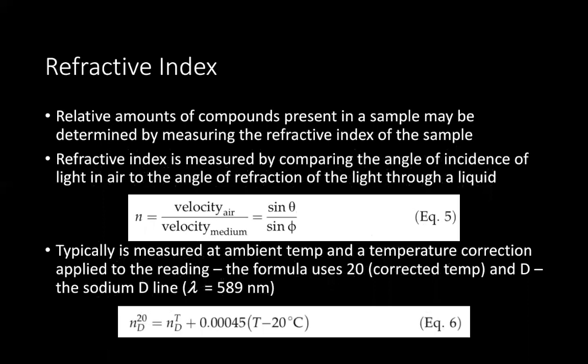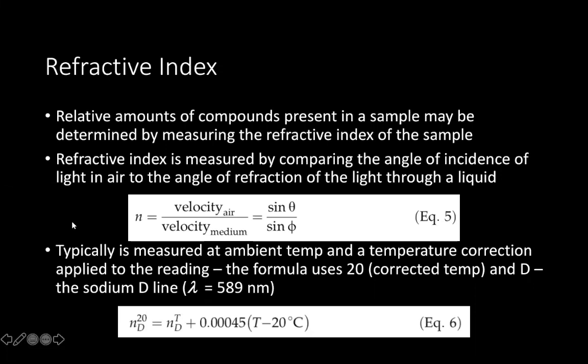To go over refractive index, since this lab has been moved to a makeup lab, refractive index is basically measured by comparing the angle of incidence of light in air to the angle of refraction of light through a liquid. So basically you're comparing how well light moves through air versus a liquid that you have put on an instrument, okay? And so that's what we see here in this equation 5, is this comparison. Again, I'm not gonna have you do anything about this equation, it's just getting you to understand how you get this refractive index.